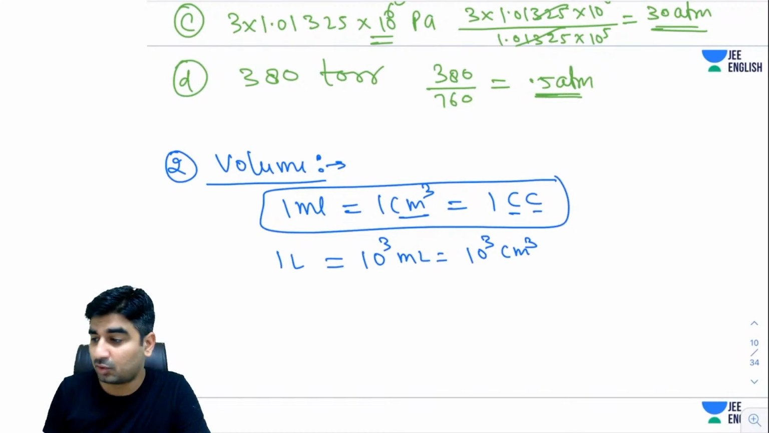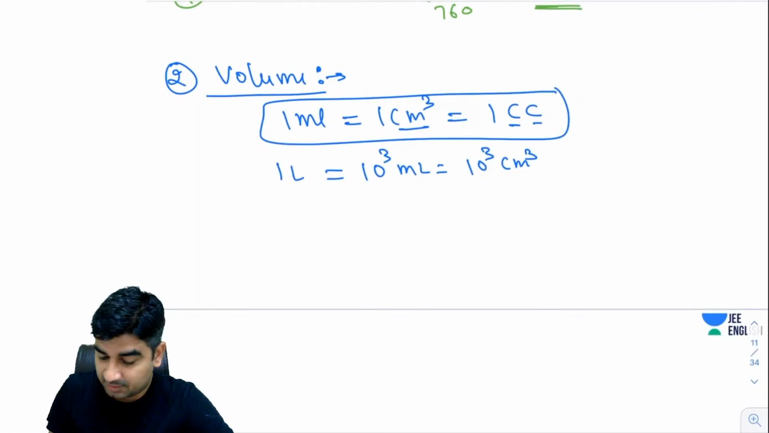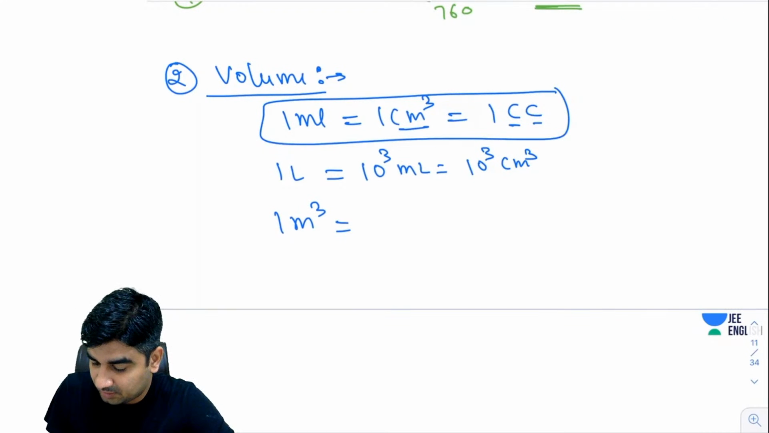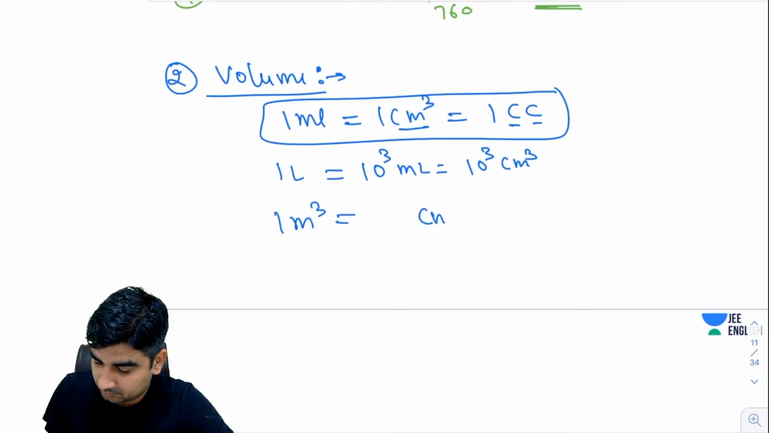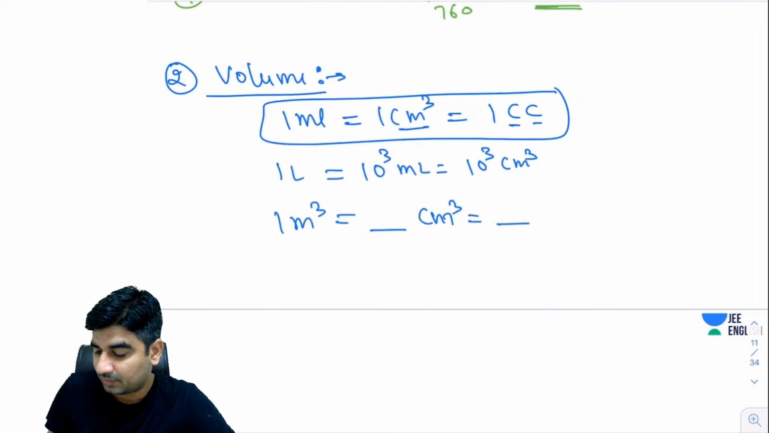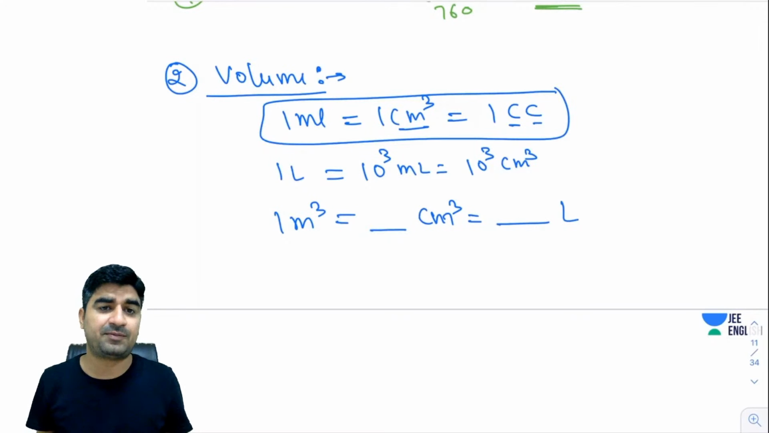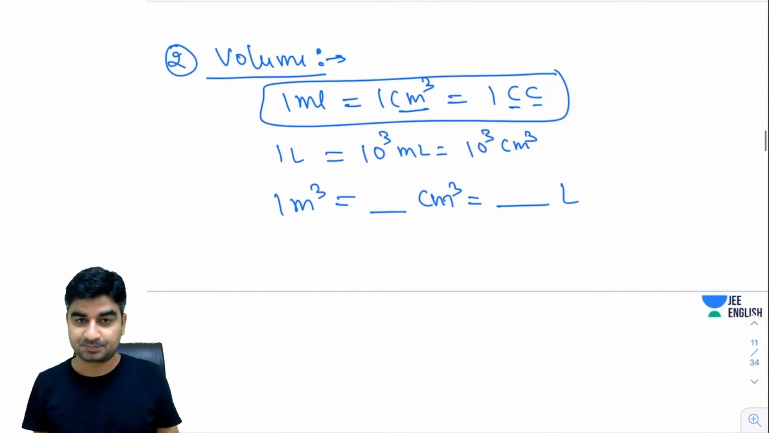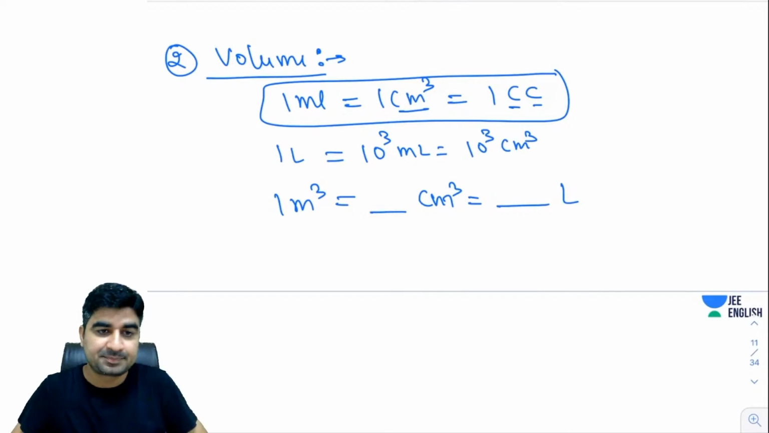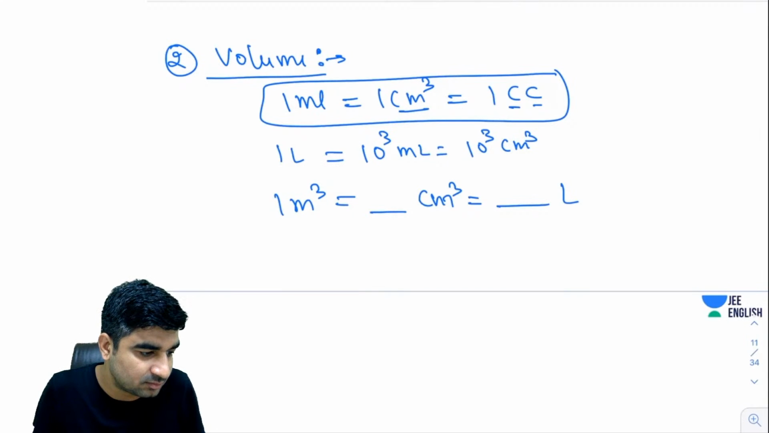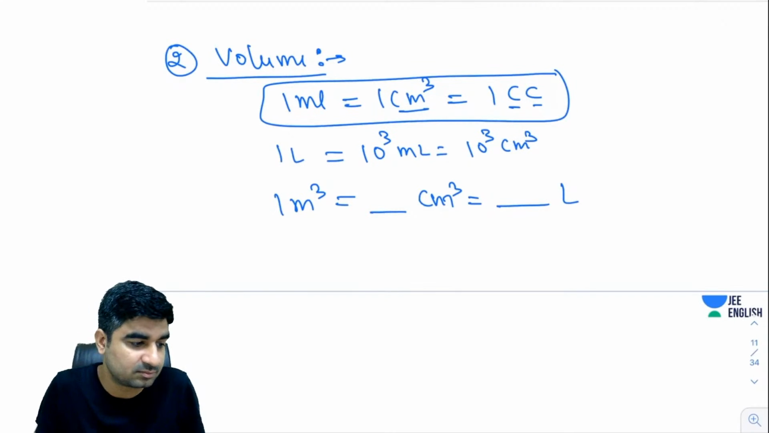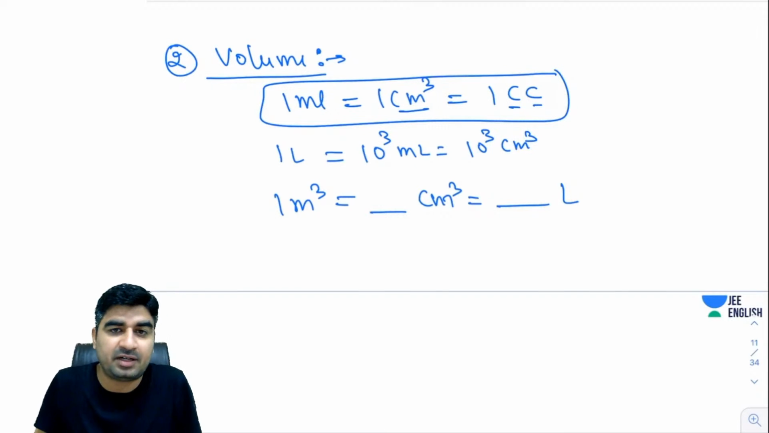Right? You know it. Now the point is 1 meter cube, just convert them in centimeter cube and in liter. Yes, do it fast, everyone. I'm waiting for your reply. Okay, Sandeep, definitely I'll increase.